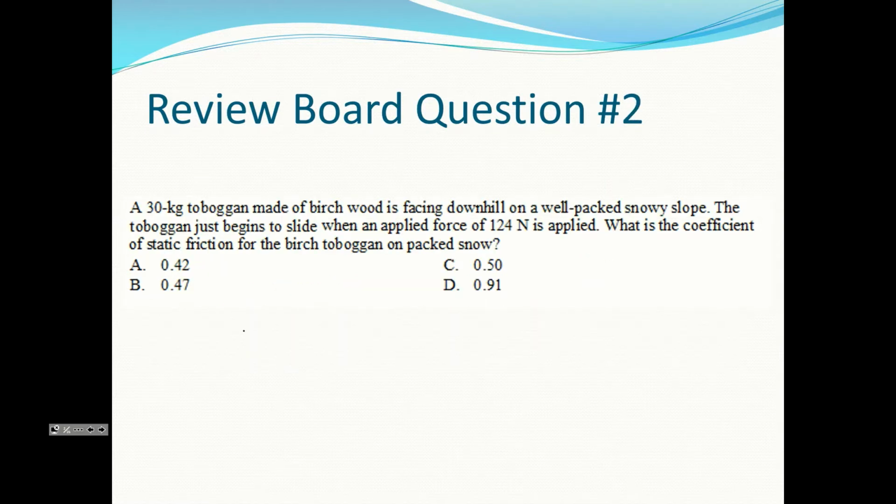A 30 kilogram toboggan made of birch wood is facing downhill on a well-packed snowy slope. The toboggan just begins to slide when the applied force of 124 newtons is applied. What is the coefficient of static friction for the birch toboggan? Okay, so it just begins to slide, hasn't really slid yet, but just begins to slide. That's the key to doing this question.